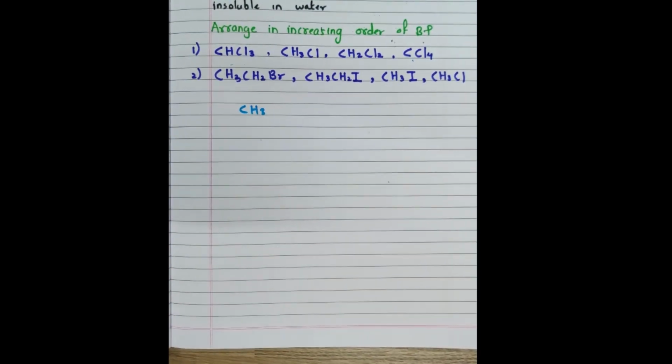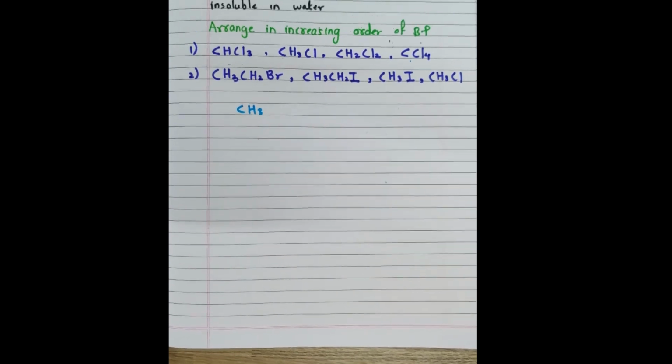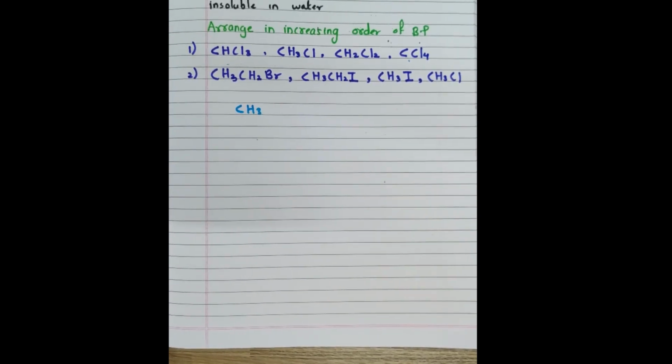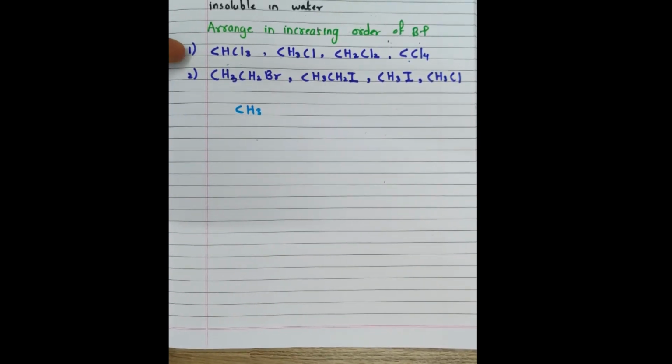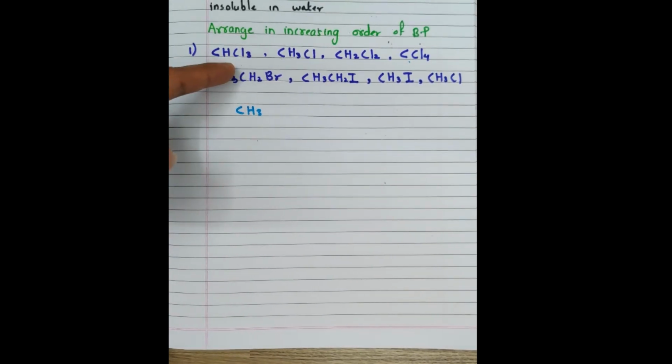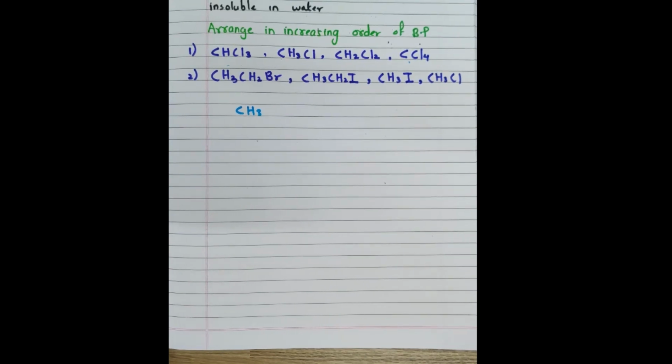Let's check the comprehension. The question is to arrange the following molecules in increasing order of their boiling point. Let's take the first example first. In the first example, we have trichloromethane, chloromethane, dichloromethane and tetrachloromethane. In all these four molecules, the number of carbon is only 1, and halogens are also the same. All have chlorine as the halogen attached to it. Okay, so these are the derivatives of methane.